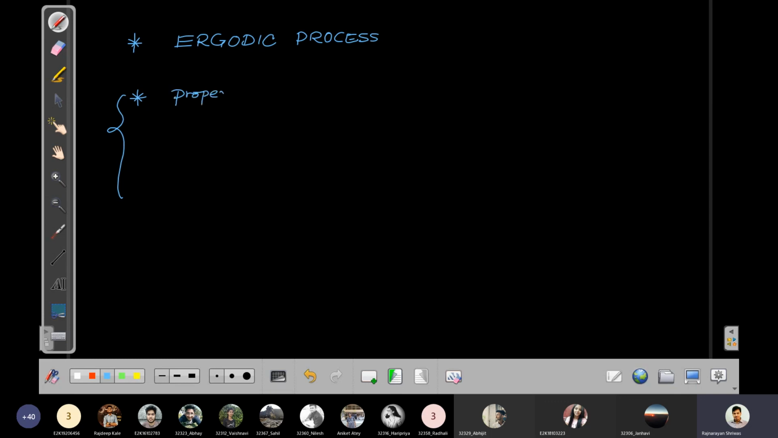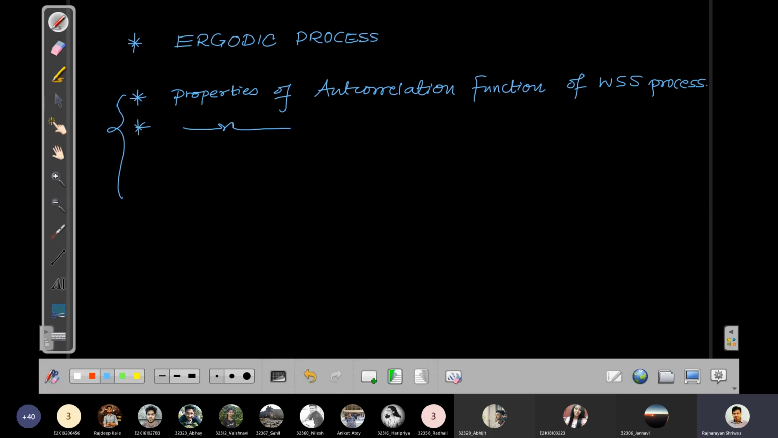Properties of autocorrelation function. You read it by yourself, for the WSS process, if we are going to consider only WSS processes, right? Because as communication engineers, we only focus on power analysis. So read that one. Read also the power spectral density properties. So these two things are very important.